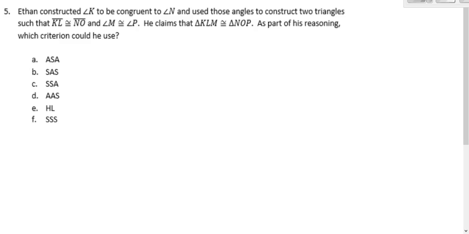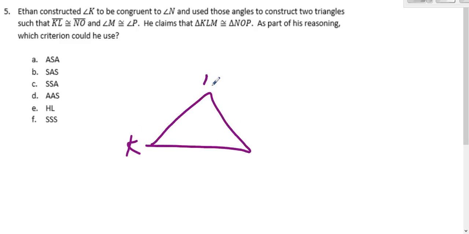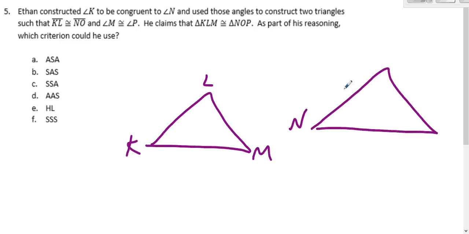Ethan constructed angle K to be congruent to angle N. He claims the triangles are congruent. So to figure this out, draw the triangles. KLM and NOP.